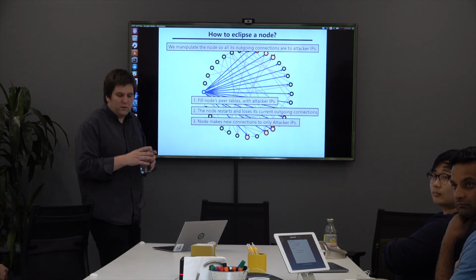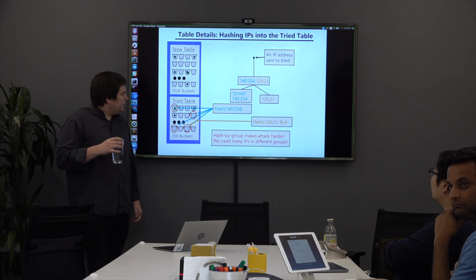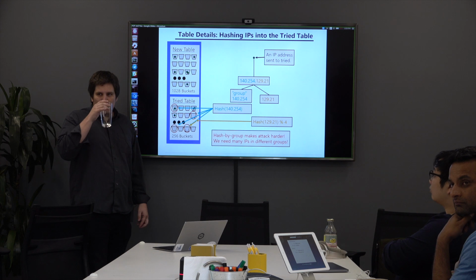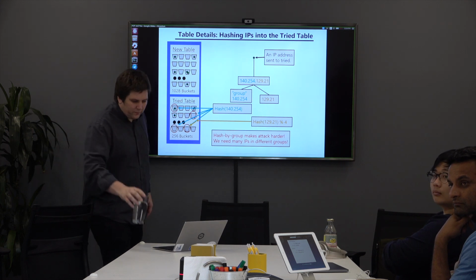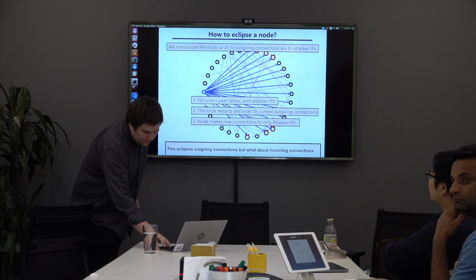So right at the beginning of that slide, you just kind of hand waved and said we can fill the new table with trash. Do you want to briefly expand on how an attacker might fill a new table with trash?